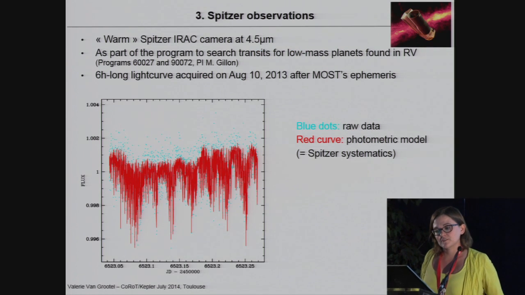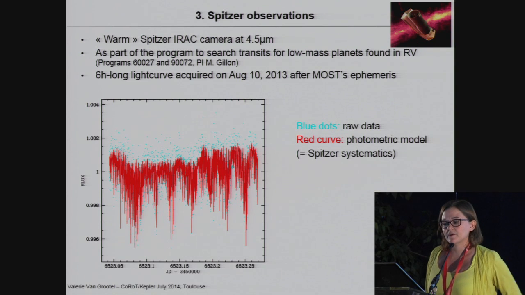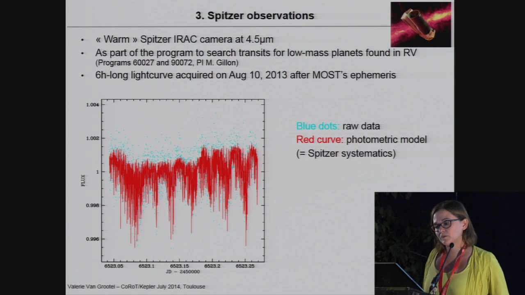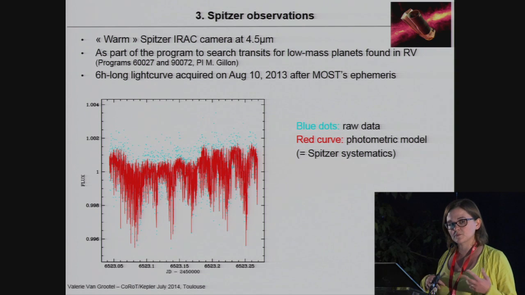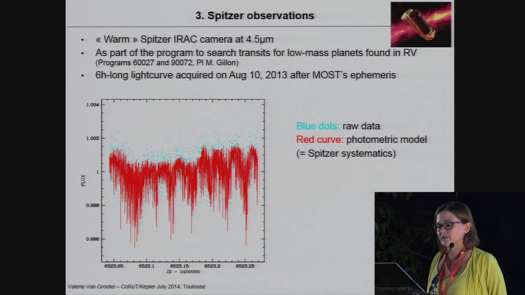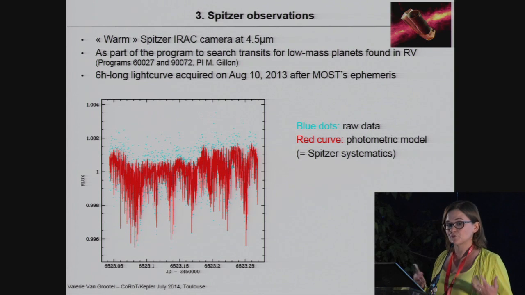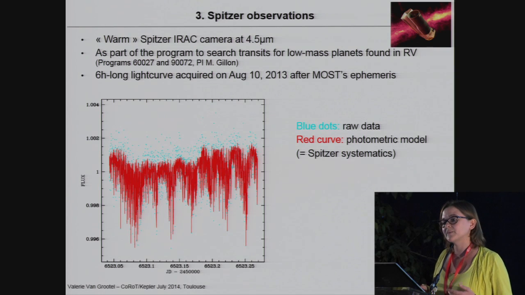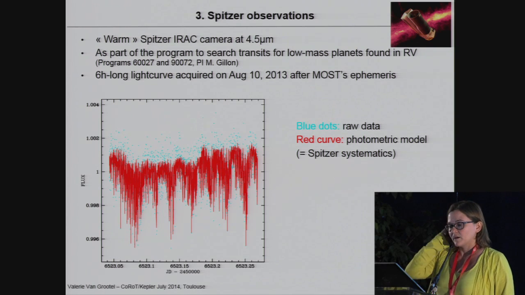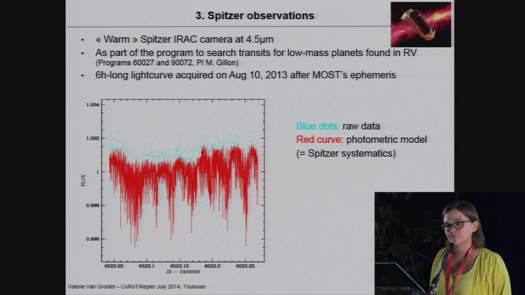About the Spitzer observations, it's the warm Spitzer IR camera at 4.5 micrometers. It's warm Spitzer because it's not cooled anymore since many years now, but we can still use it in the near infrared. It's part of the program that we have in Liège to search for transits of low-mass planets found in radial velocity. So it's exactly the goal, also the goal of CHEOPS, to search for transits, so to measure the radius of planets for which we already have the mass. I will explain later what we can infer from these two parameters together.